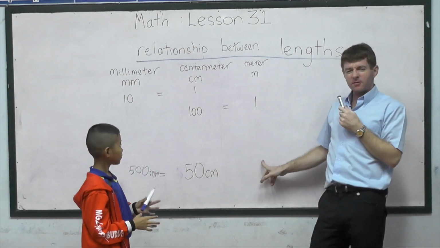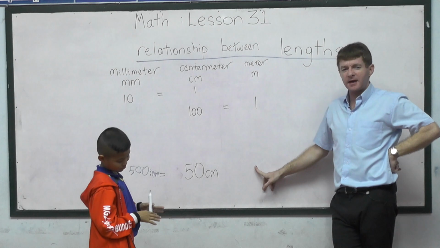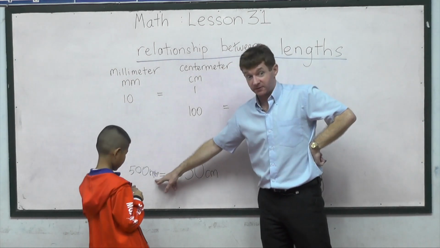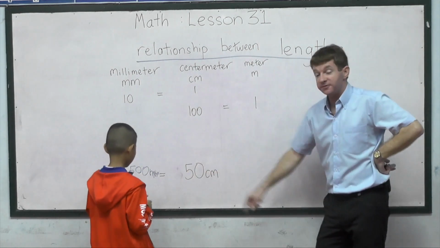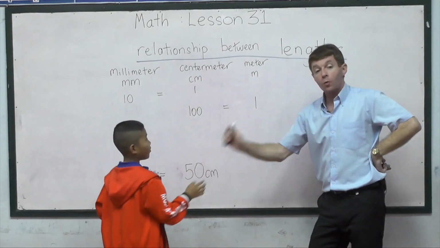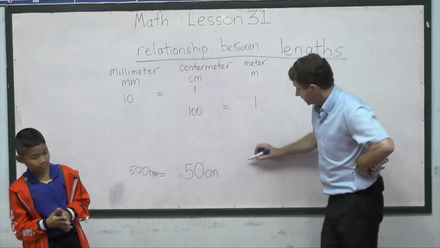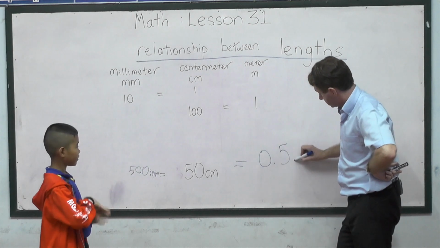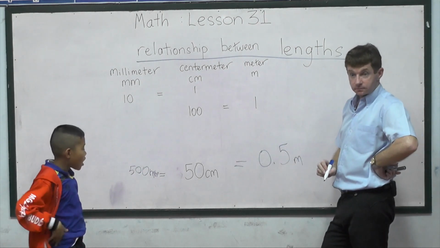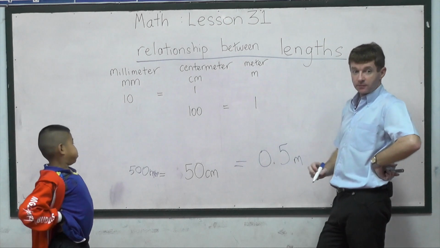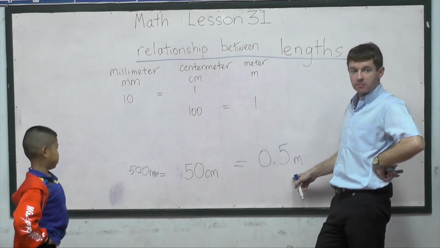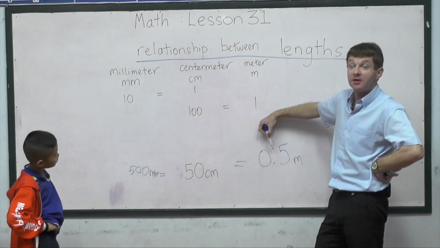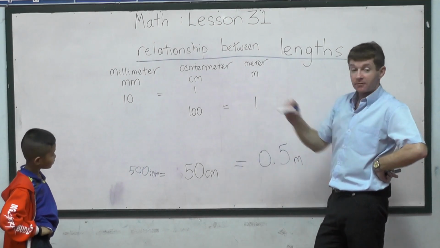Can we make any meters? Do we have enough length to make a meter yet? No. 500 millimeters equals 50 centimeters. So what we could say, half. 0.5. Don't worry too much, this is a fraction of a meter, but you can see it's half a meter. So we would say 0.5. So round of applause for Pangpon.